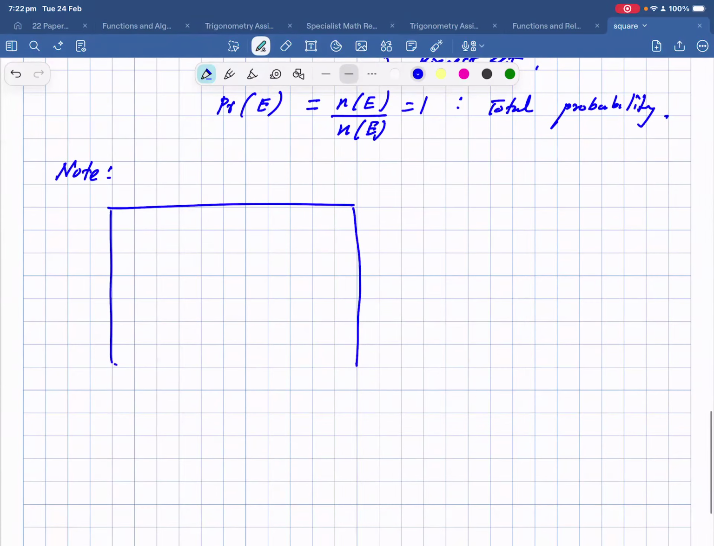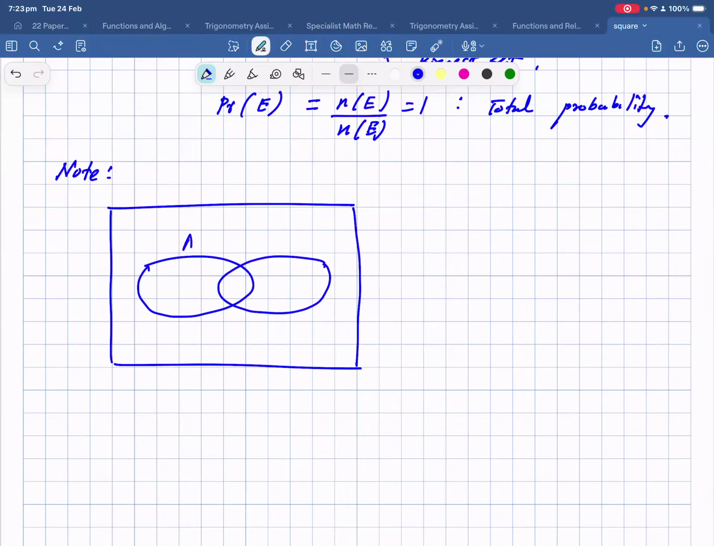If you have something like this, this note is enough for you to do the Venn diagram question in the exam. Okay. Suppose you have A and B both. This is your universal set, right? So now we understand this is A intersection B. This one is going to be A intersection B prime, right?